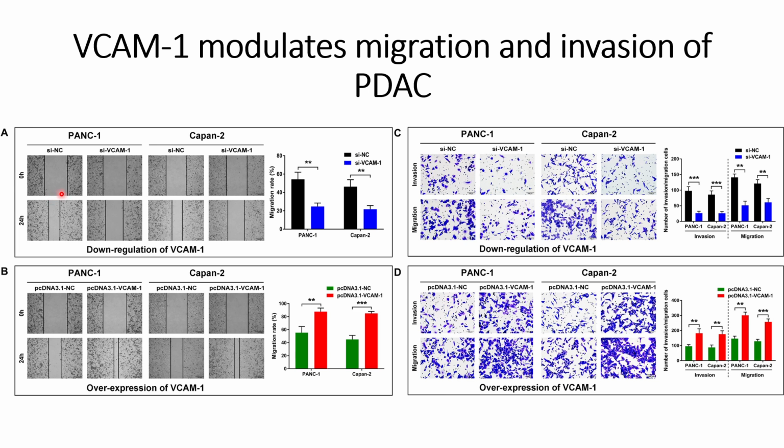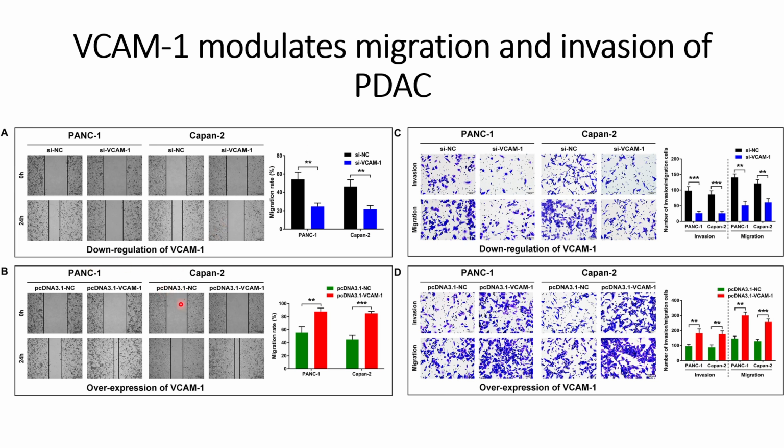However, after 24 hours, what they have seen is that the migration and invasion in the PANC1 cells in the control case is higher compared to the silencing VCAM-1 RNA, and the same thing they have observed for the KPN2 cells. And this has been quantified for multiple runs on the right hand side, where we can see that the decrease in the migration rate is significant in both the PANC1 cells and the KPN2 cells compared to the control case, indicating that VCAM helps in the migration of the pancreatic cancer cells.